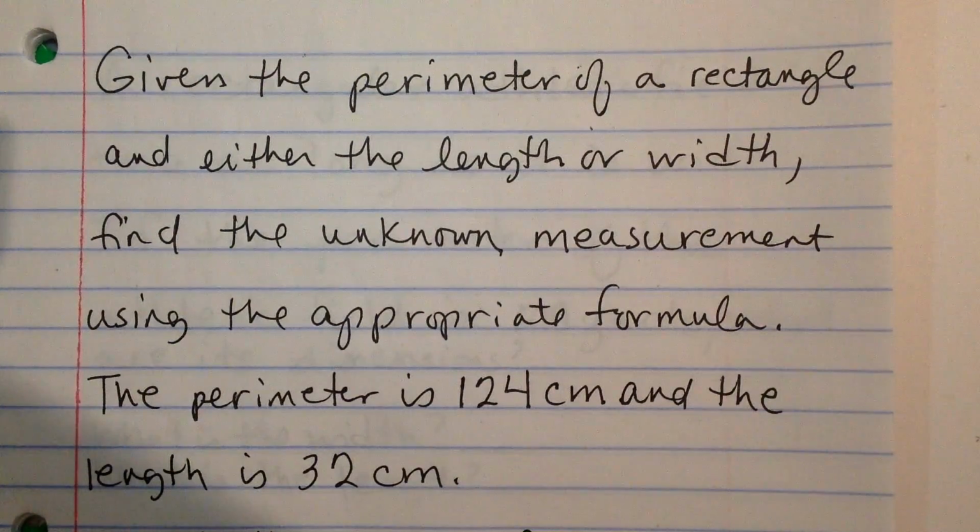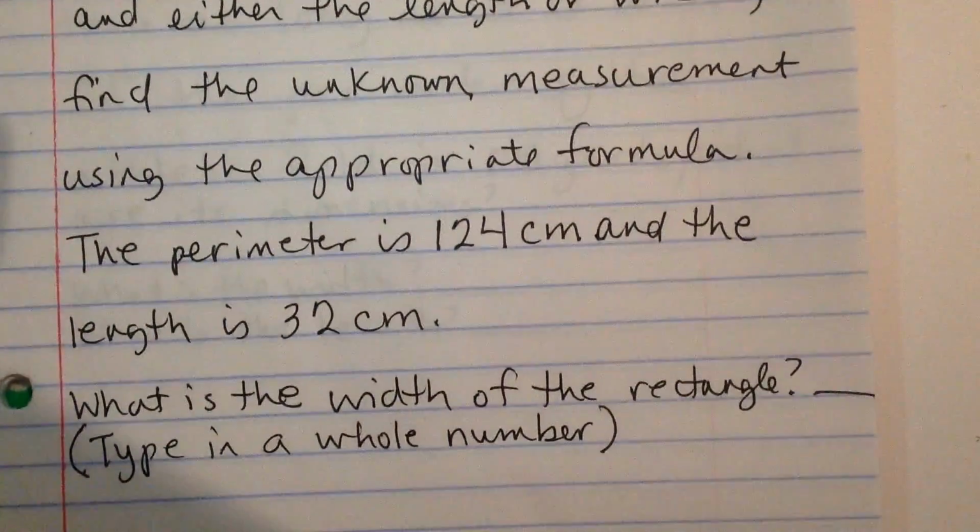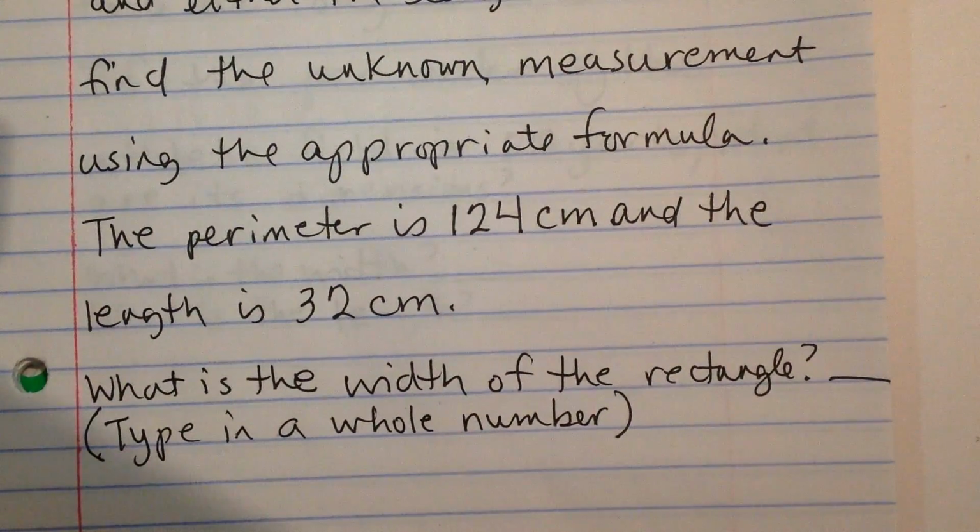Given the perimeter of a rectangle and either the length or width, find the unknown measurement using the appropriate formula. The perimeter is 124 centimeters and the length is 32 centimeters. What is the width of the rectangle? And type in a whole number.